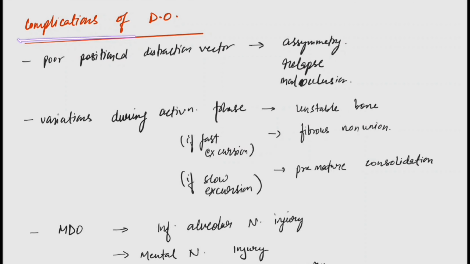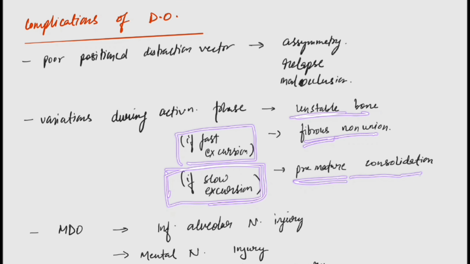Now coming to the complications of distraction osteogenesis. One of the most common complications is the poor positioning of the distraction vectors, which leads to asymmetry, relapse and malocclusion. And if there are variations during the activation phase, it can lead to unstable bone. For example, if there is very fast excursion, there are chances of fibrous non-union, and if there is slow excursion, there are chances of premature consolidation.